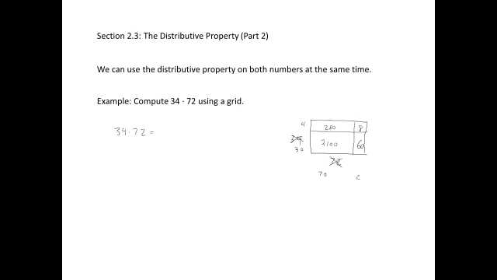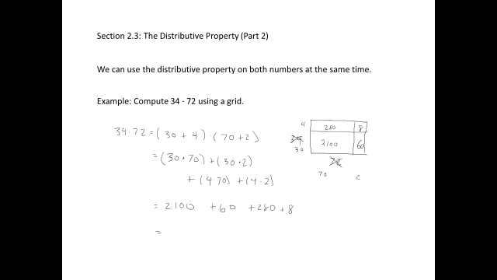34 times 72 is equal to 30 plus 4 times 70 plus 2. I'm going to write these out in the same order that I did the products in. 30 times 70 plus 30 times 2 plus 4 times 70 plus 4 times 2. 2100 plus 60 plus 280 plus 8.